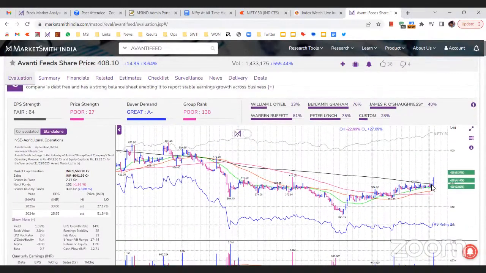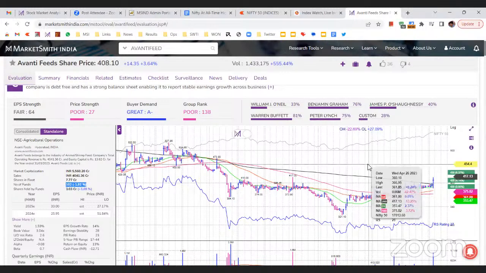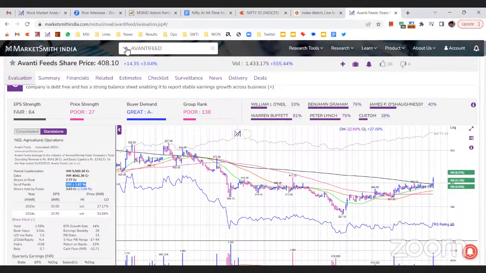Why? Because no base is getting formed, plus your EPS strength is not that good, price strength is poor, and plus your fund holding for the stock is declining. So it requires an improvement on all the fronts for it to come into our watch list, according to William O'Neil's criteria.